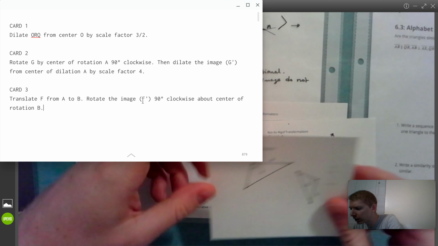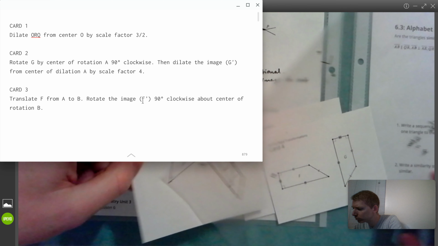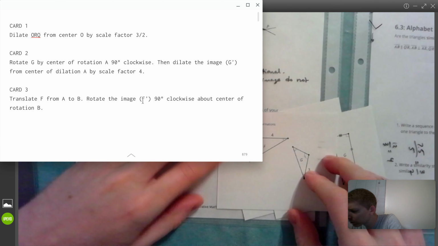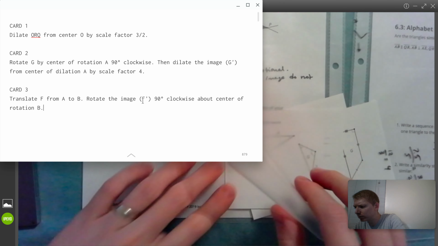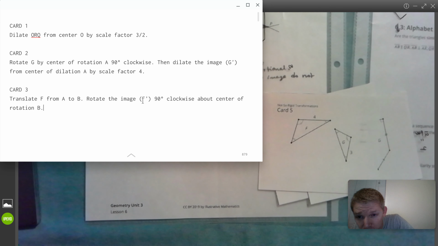For card 5, this one looks like we're going to need a translation, rotation, and a dilation. So let's see how this is going to look.